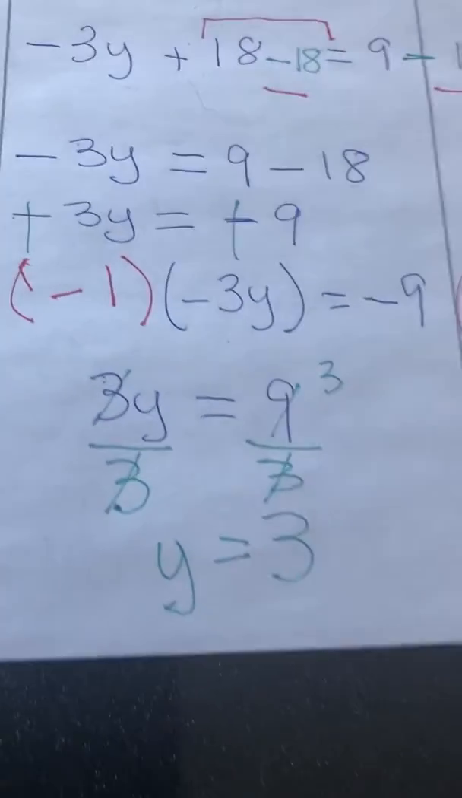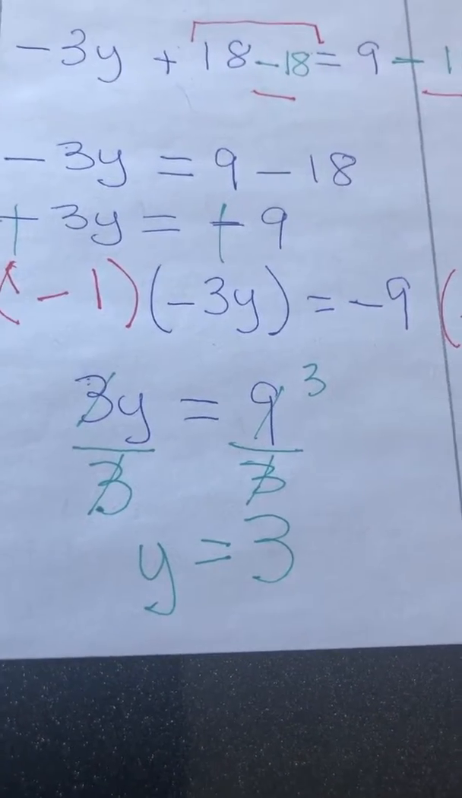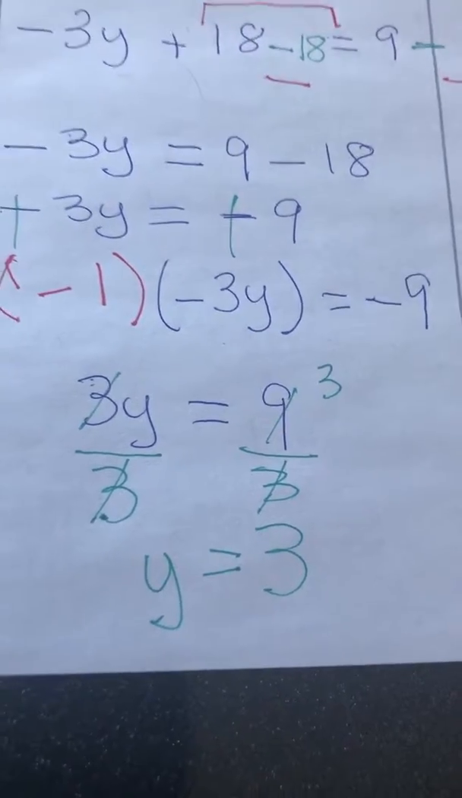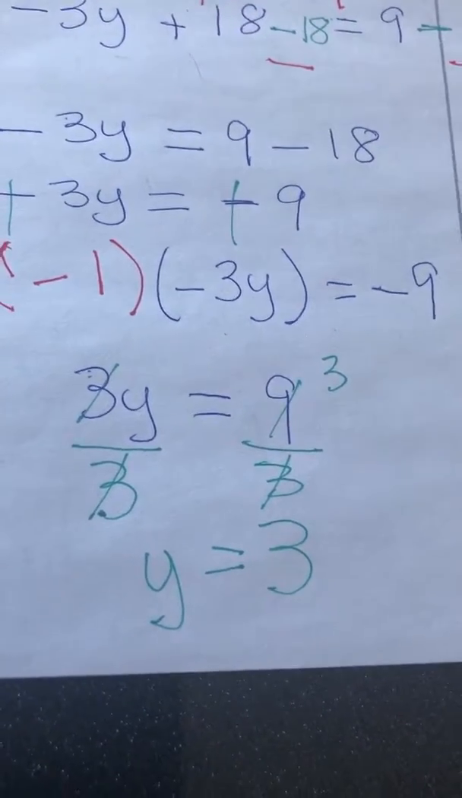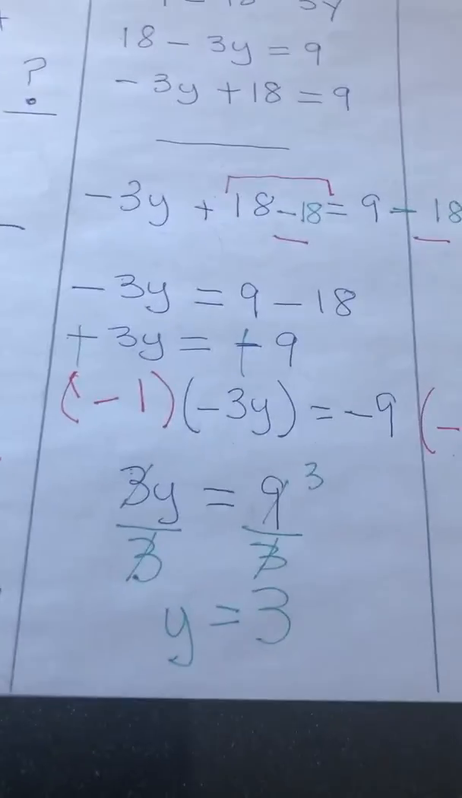And that's an easy operation for us. We know y will be 3. So 3y over 3 and 9 over 3. Opposite operation, 3 times y, 3y divided by 3. So that's easy. And now we have the answer, y equals 3.